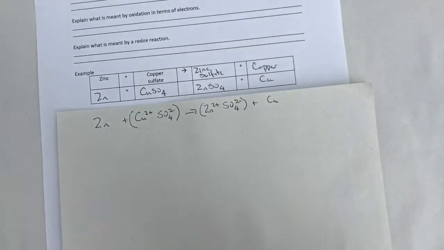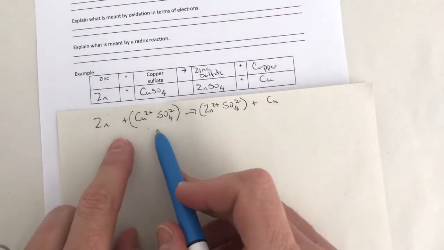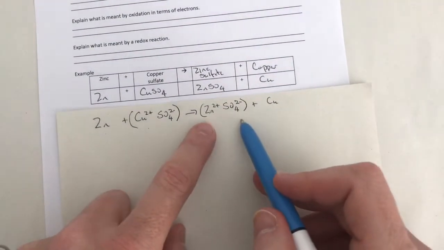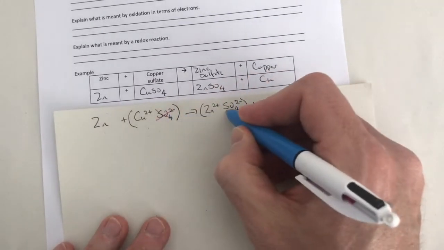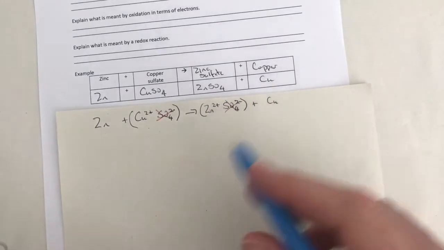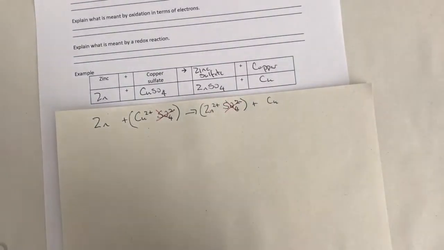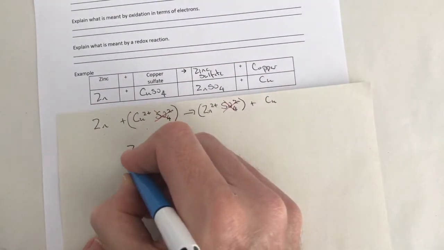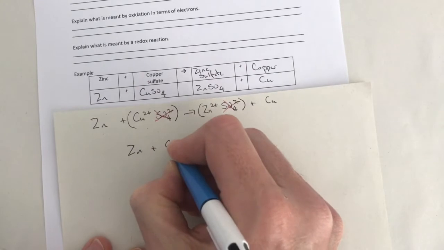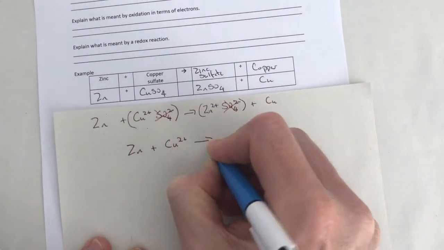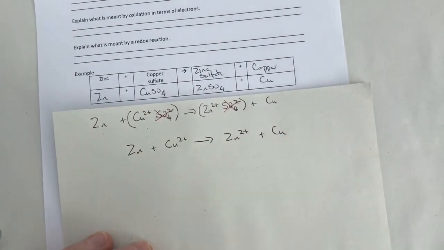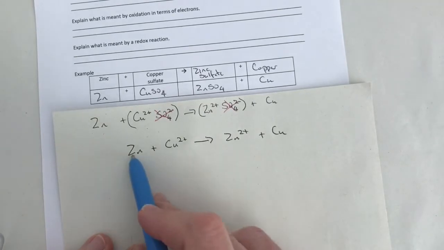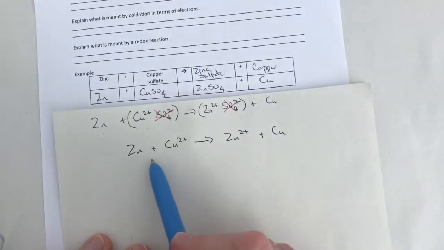So to help me, I'm going to get rid of anything that hasn't changed from the reactant side, the left-hand side, to the product side, the right-hand side. Okay, so sulfate has stayed the same, so I'm going to get rid of it, but everything else that we've just described has changed. Therefore, this equation becomes Zn plus Cu2+, I'm going to ignore the sulfates, goes to Zn2+ and Cu. Okay, that's what we've got. This is called the ionic equation because now our equation contains ions, charged particles.